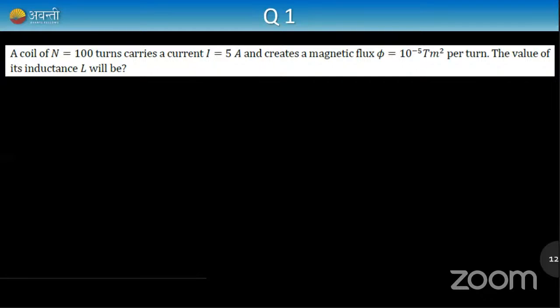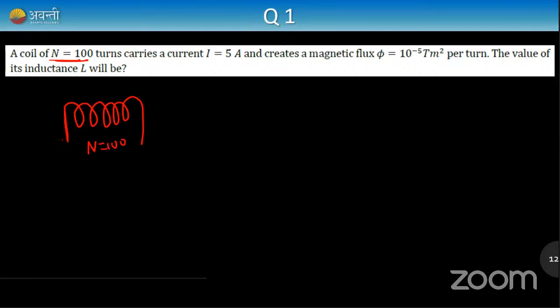So coming back to the first question after the revision. What will be the first question here? Let us read the question very clearly, understand it, then remember the concept. The first question here is a coil of 100 turns. The number of turns is 100, N is equal to 100 here.